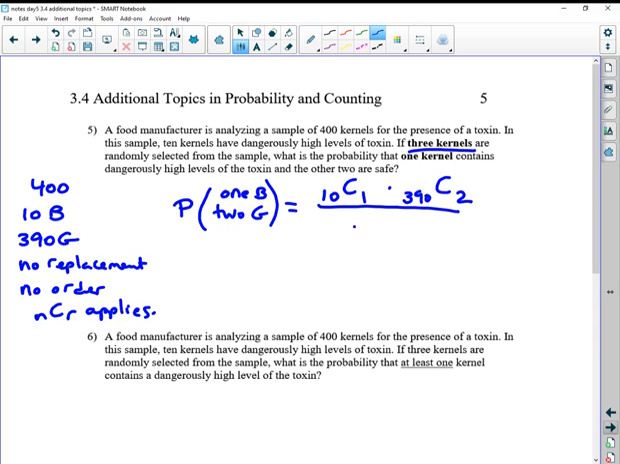But my total number of ways of this happening, there are 400 kernels, and I need to just see how many ways, the total number of ways of getting 3. So the probability of getting bad, once you punch all these numbers in, first one times the second one times the next one, you get 0.0717.